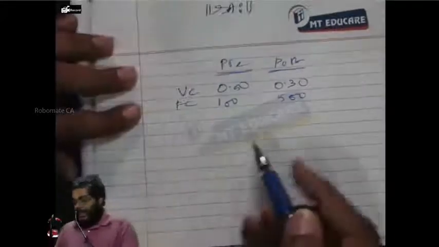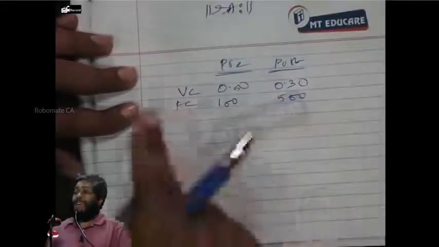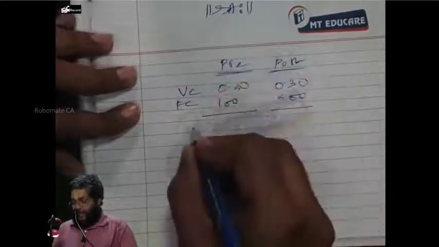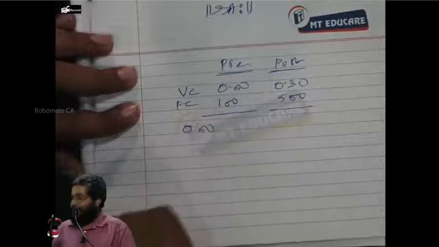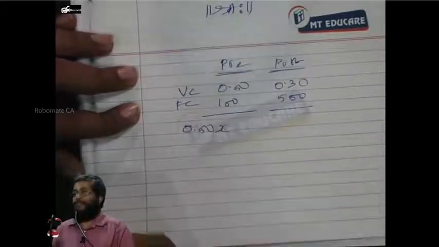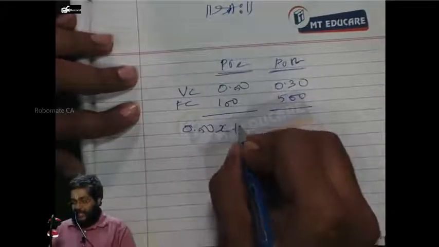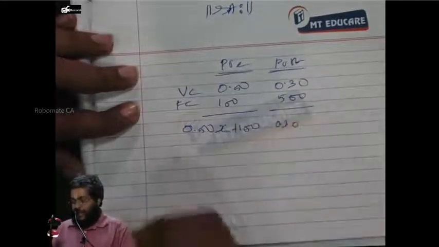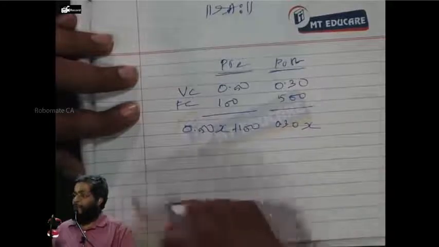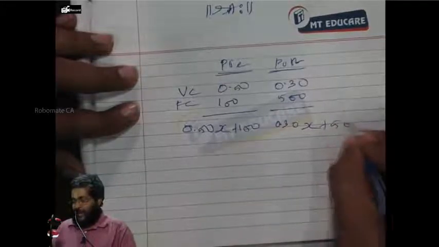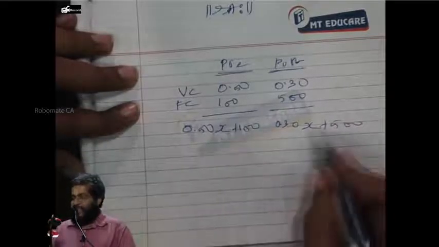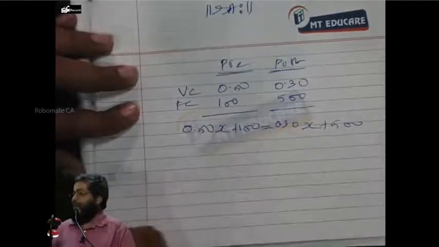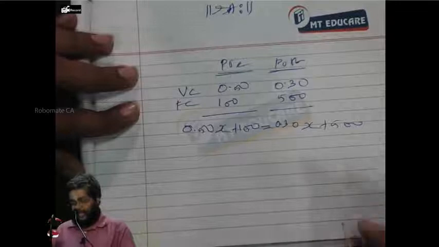Let me assume that the number of calls is X. Tell me, what is the prepaid bill? Every call is 50 paise. For X calls, the bill is 0.5X plus a fixed rent of 100. For the postpaid bill, every call is 30 paise. For X calls, it is 0.3X plus a fixed cost of 500. I can call X the indifference point only when the two bill amounts are the same. I should equate them. Yes or no?